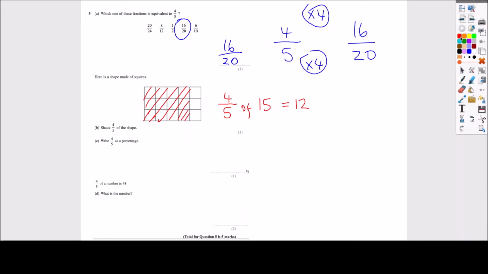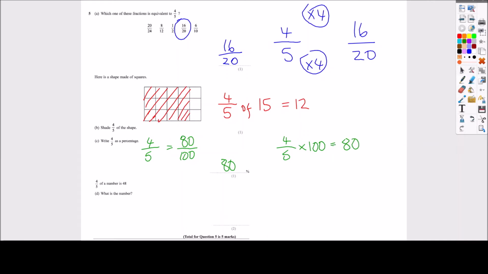Now write 4/5 as a percentage. So again, you can either just do this in your head and say 4/5 is what over 100. We're multiplying top and bottom by 20. So that's 20 times 4, which is 80. So 80 out of 100 is 80%. Well, if you're not comfortable with that, just use your calculator. Just do 4/5 times it by 100 to turn it into percentage, and you will get 80.